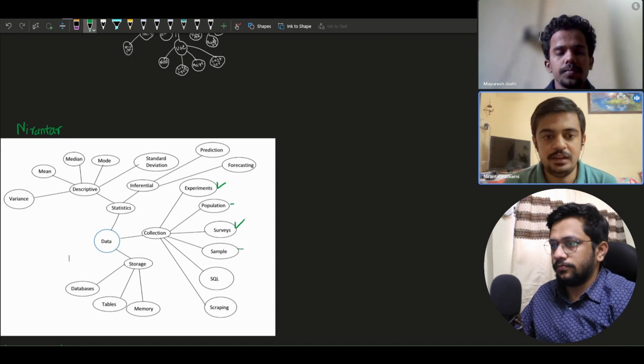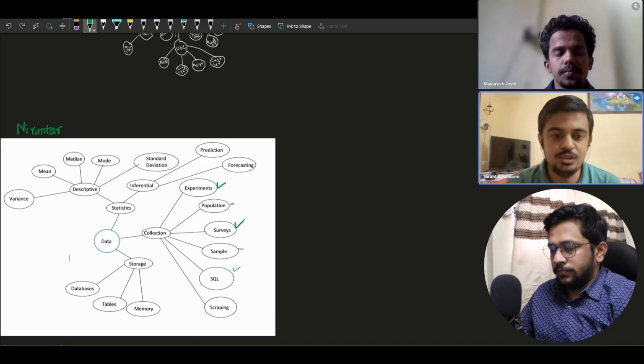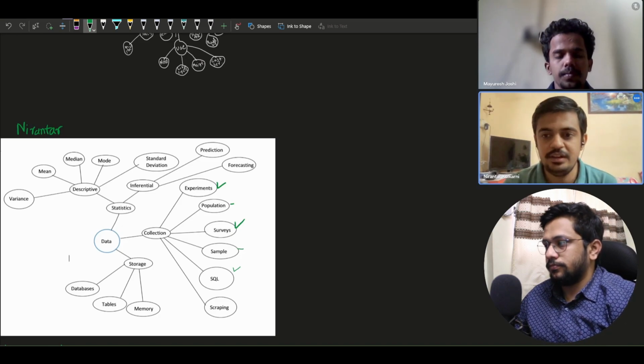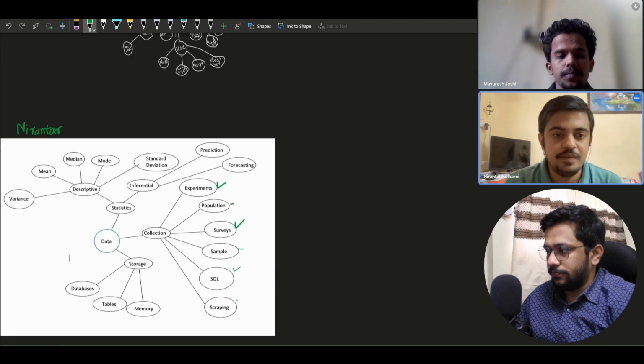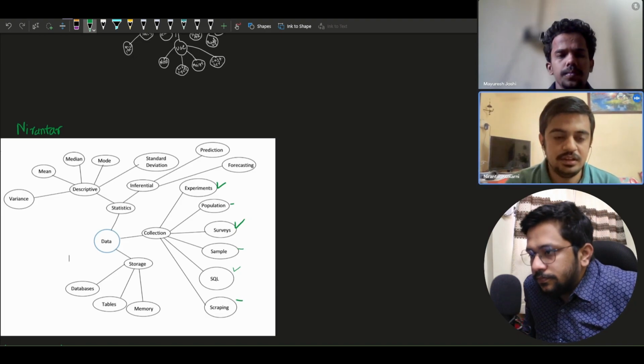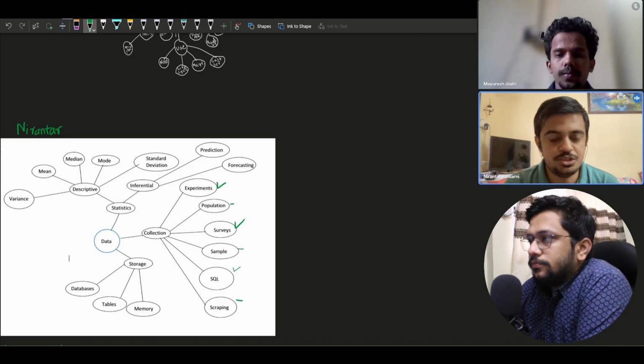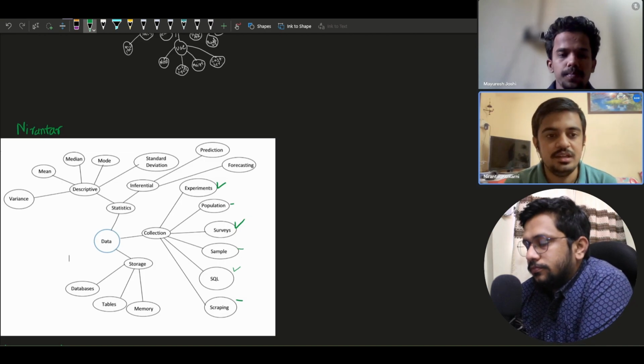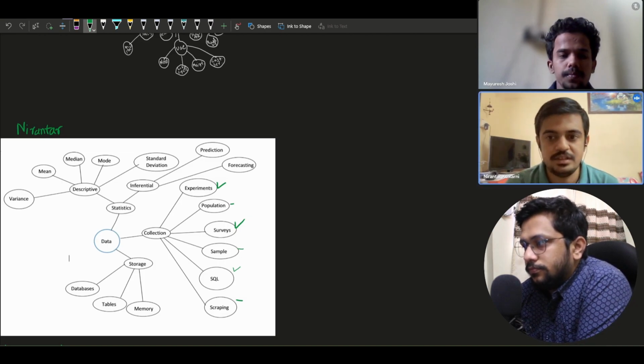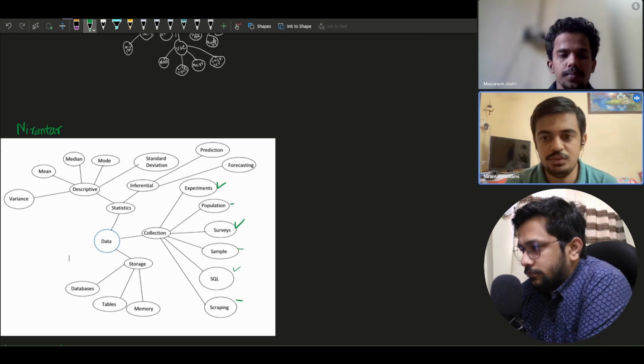And for taking the data for any analysis, for any operations, if it is stored in databases, then we need to collect that data using queries. So I have included SQL in collection, and also we can scrape the data over the internet. So this is another collection point. Similarly, we can store the data. So I have given storage as a mapping for data. Under that there are databases, memory, and tables that we use to store the data.